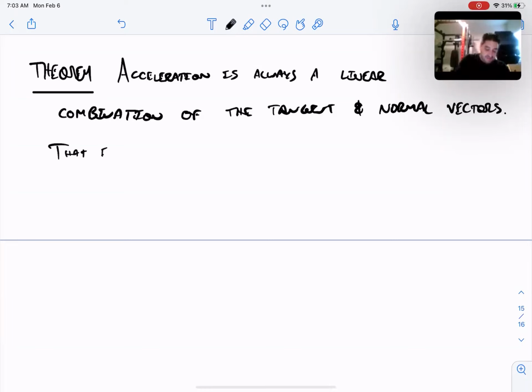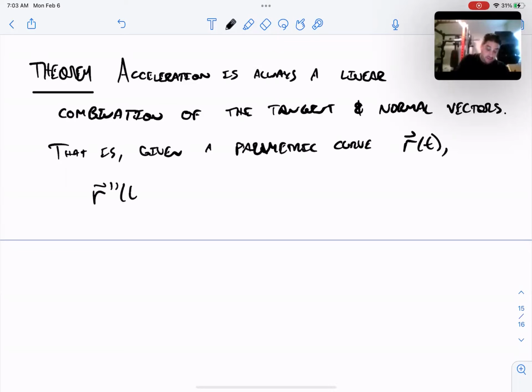So given a parametric curve with formula r of t, r double prime, this is what I mean by acceleration. It's the second derivative. The first derivative, r prime, is velocity. The second derivative is acceleration. So acceleration is always a linear combination.